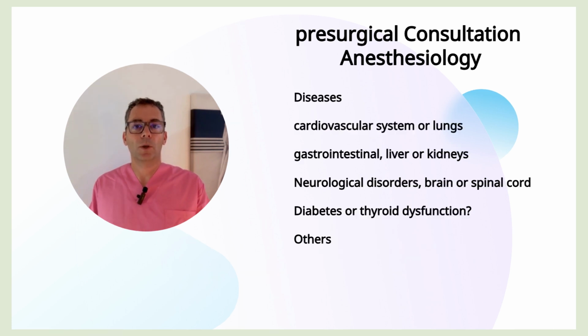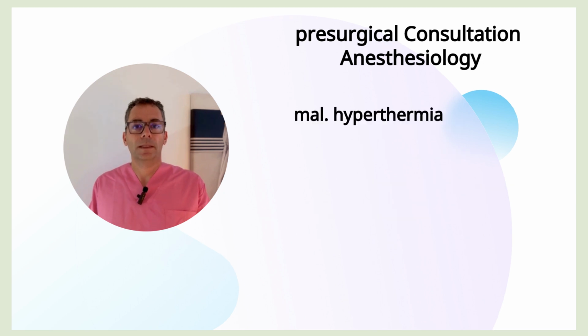Let's now come to the chronic illnesses. Do you have any illness of the cardiovascular system or the lungs? Do you have any illness of the gastrointestinal tract, the liver, or the kidneys? Do you have neurological disease of the brain or spinal cord? Do you suffer from diabetes or thyroid dysfunction? Do you have other diseases that we haven't talked about yet? Is there anyone in your family with a muscular dystrophy? This is a congenital muscle disease that is very rare.